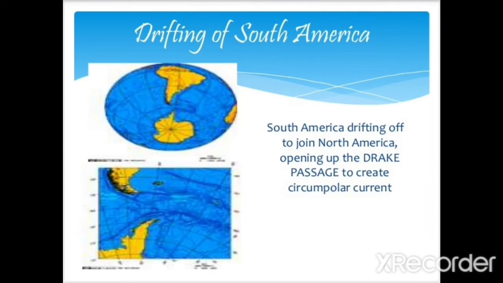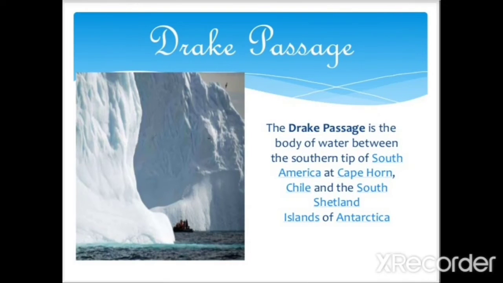Drifting of South America. South America drifting off to join North America, opening up the Drake Passage to create the Circumpolar Current. Now what is the Drake Passage and Circumpolar Current? See here. Drake Passage is the body of water between the southern tip of South America at Cape Horn, Chile, and the South Shetland Islands of Antarctica.